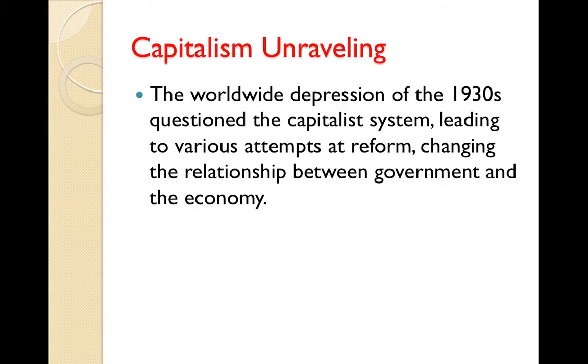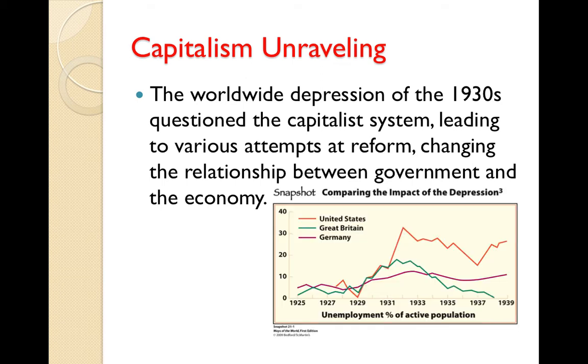After World War I, capitalism seemed to fall apart. Here's a main idea for this heading. The worldwide depression of the 1930s questioned the capitalist system, leading to various attempts at reform, changing the relationship between government and the economy. As you can see here in this map, you can see unemployment in 3 countries: the United States in orange, Great Britain in green, and Germany in pink. And unemployment was a huge problem that resulted from the Great Depression. In some cases, the numbers were around 35%.